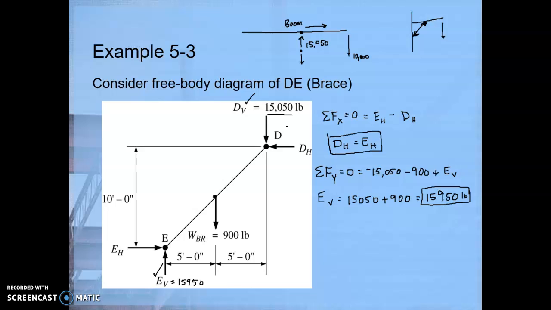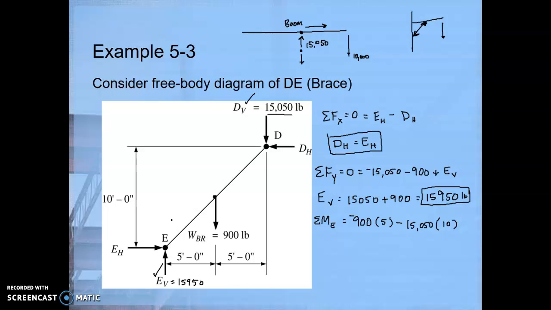If we were to sum the moments about E or sum the moments about D, we could find the other force, the horizontal force at the opposite joint. So I'm going to sum the moments about E in order to find DH. If I sum the moments about E, let's see how many moments there are. The forces that actually pass through E don't cause a moment. I can ignore both of those. I have the 900-pound force. Its moment arm, since it's a vertical force, is the horizontal distance of 5 feet. And it's going to cause clockwise or negative rotation. Then we also have, in the clockwise direction, this 15,050. It's a vertical force, so the horizontal moment arm distance is 10.